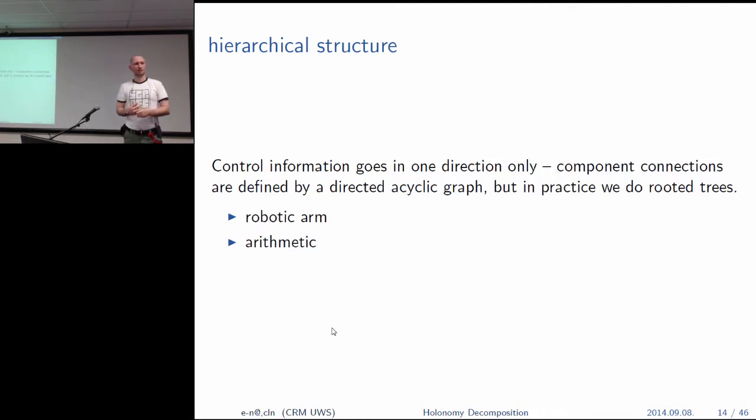And it just says that control information goes in one direction only. And we need that because this makes the system simpler. And one example is the robotic arm. But since we have no robots around, I can use my natural arm. And the idea is that, well, okay, I have 3 degrees of freedom, but whatever I do here will influence the location of my fingers, okay?